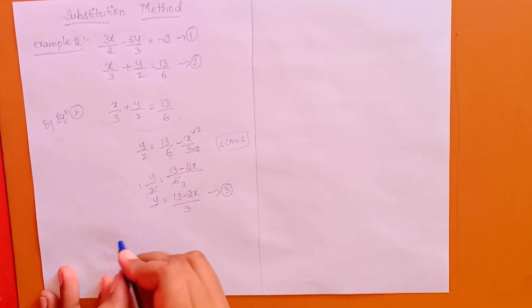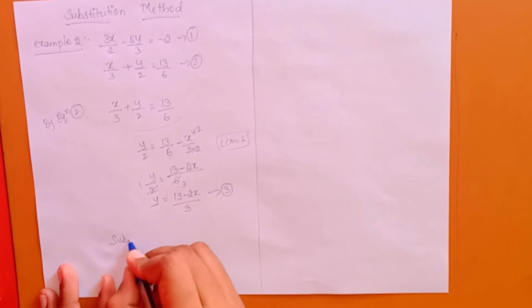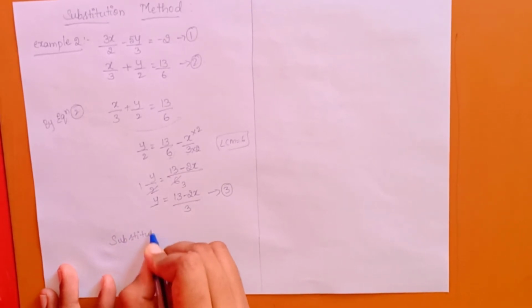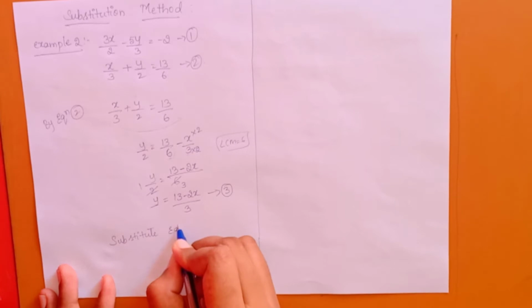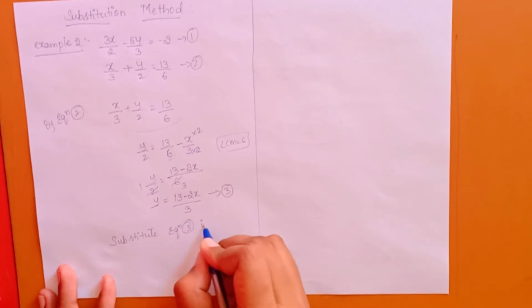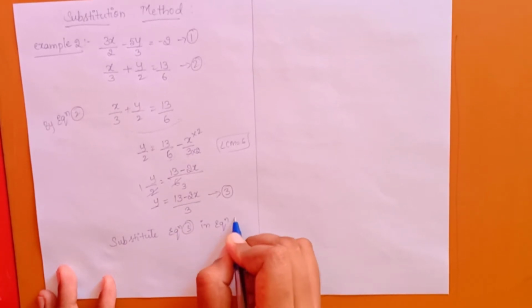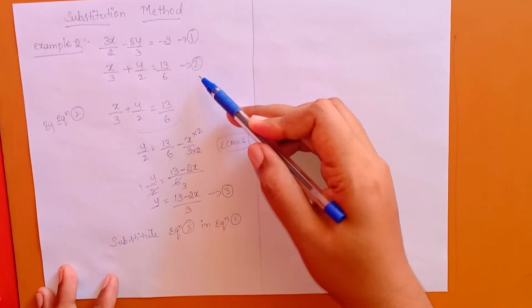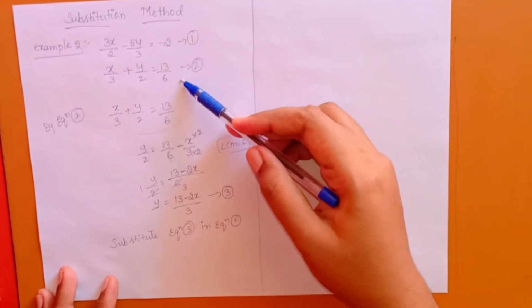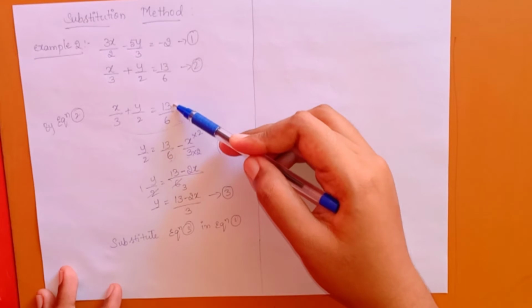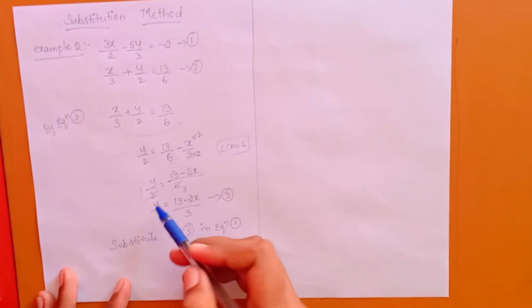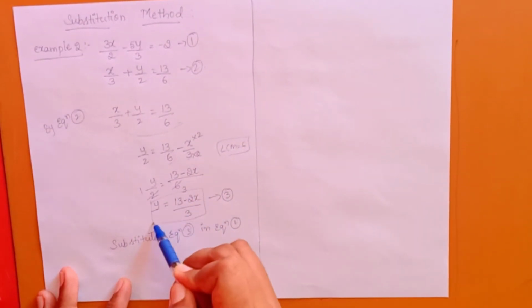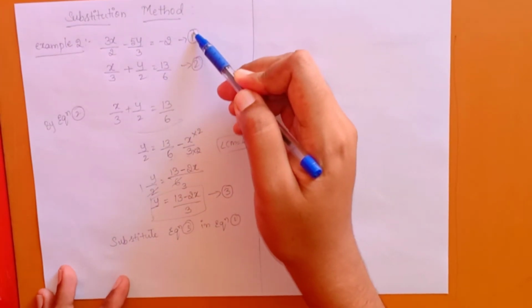Now we will substitute equation 3 in equation 1. Why can't we substitute in equation 2? Because we got equation 3 based on equation 2 only. From equation 2 only, equation 3 came. So therefore we will not substitute in equation 2. We need to substitute in equation 1 only.